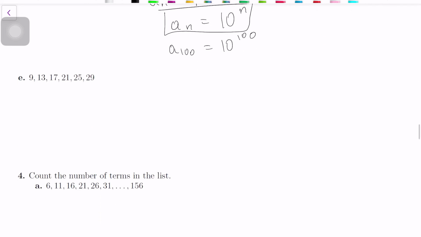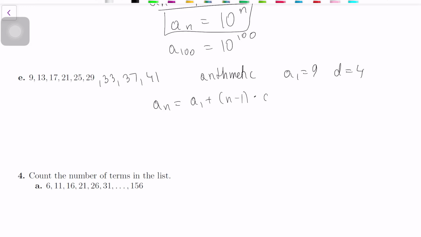Okay. And the next one, 9, 13, 17, 21, 25. So I think we all see we keep adding 4 to move along. So keep adding 4, 33, keep adding 4. So it's an arithmetic sequence with A1 being 9 and the difference being 4. So AN is A1 plus n minus 1 times the difference. So in this case, 9 plus n minus 1 times 4.